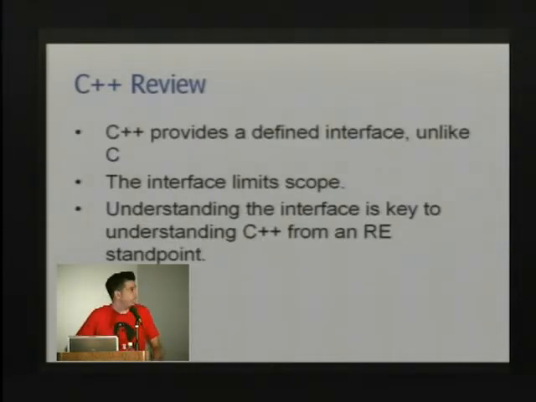So like I was saying, it provides a defined interface. This interface is going to limit scope. So you can only call the private functions within the class. You don't have those being called outside, because that is how C++ is defined. So if you understand this interface, you can understand from a higher point of view. I'm not talking about understanding C++ or assembly. I mean understanding from a developer's point of view. Why did they design the object and the class in a certain way?